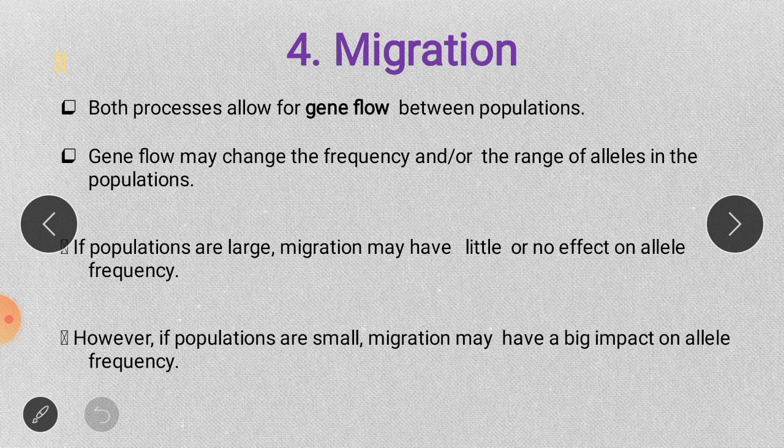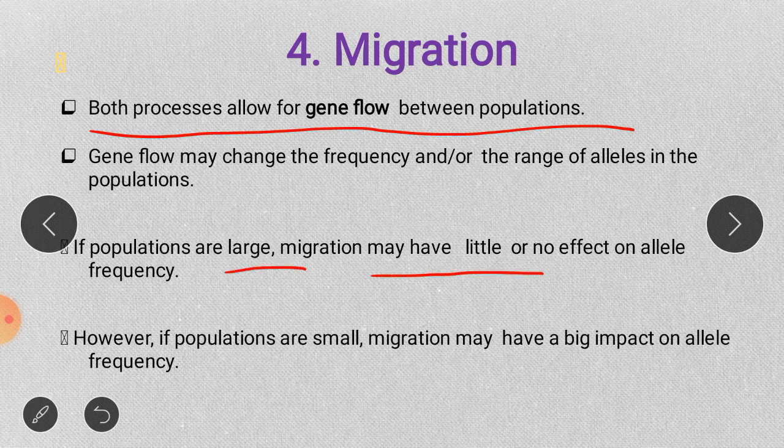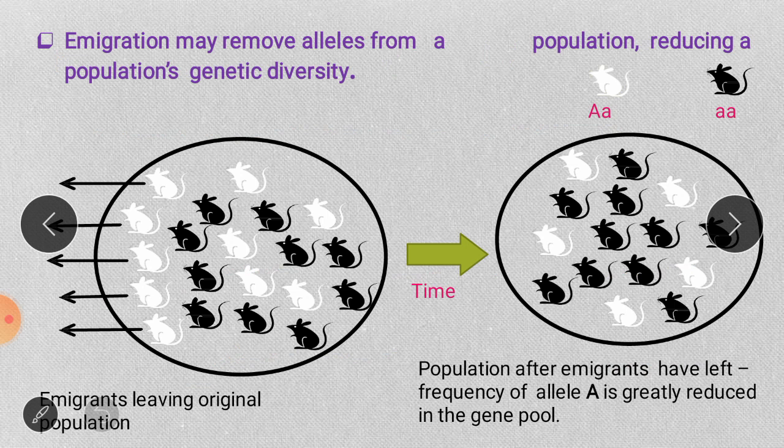So both processes allow gene flow between populations. If emigration or immigration takes place, both will make a change in allelic frequency. So if a population is large, migration may have little or no effect on the allele frequency. But if your population is small, this migration will make a big change in the allelic frequency. Okay. So here first we will check emigration.